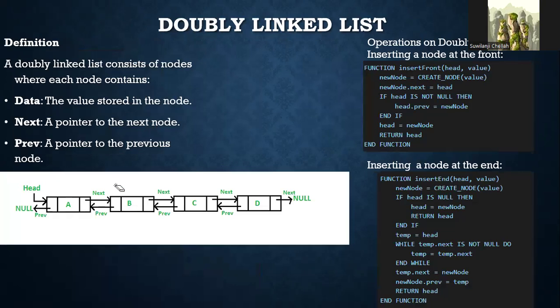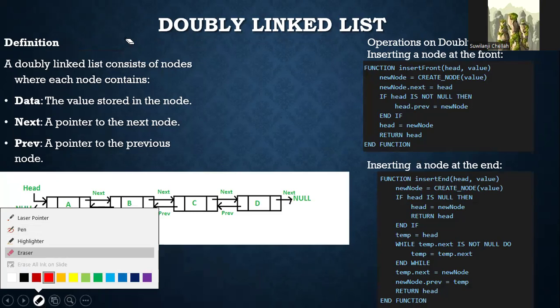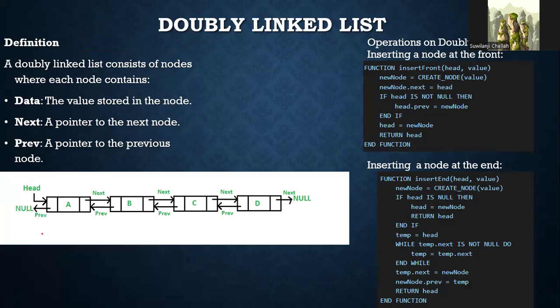Okay. So a doubly linked list consists of nodes where each node contains data, the next and the previous pointer, right? So we've got our head there, our data, and then we've got our previous pointer there. So we've got a previous and we've got our next. We've got our previous, we've got our next, and so on and so forth. Let me just move this guy here.